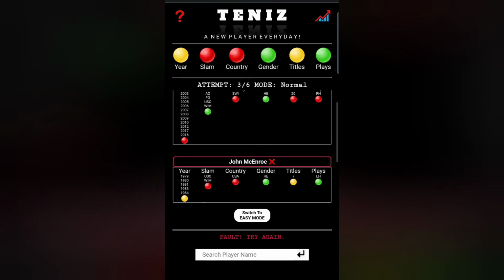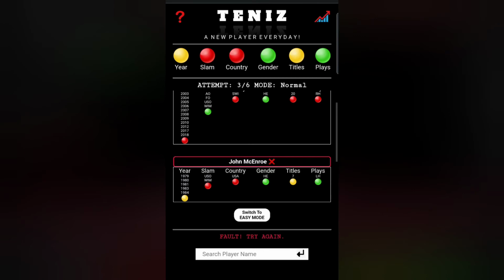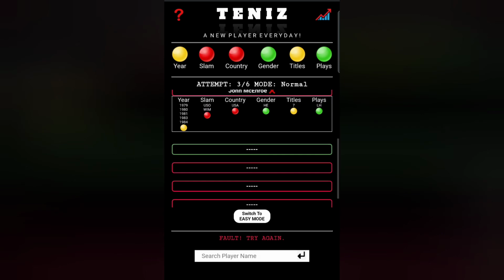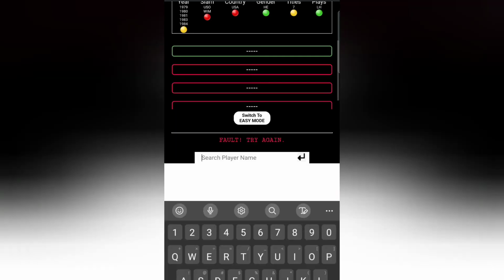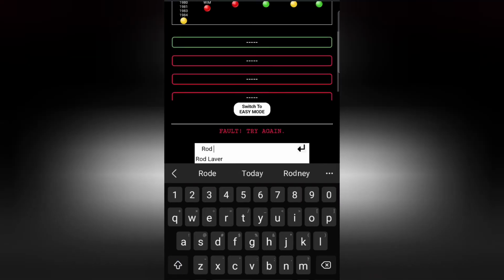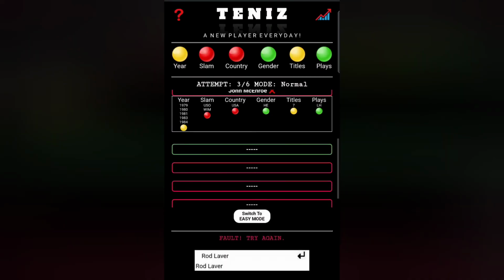So this helps us narrow down the options, and this is how you play the game. You use your clues from previous guesses. So now we know it's not a European player, it's not a North American player. Let's try an Australian Grand Slam champion who is left-handed. The first thing that comes to my mind is the great Rod Laver. So let's try Rod Laver.